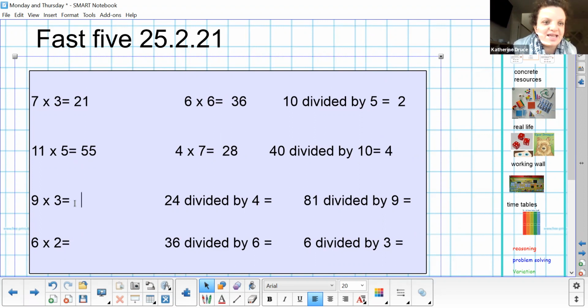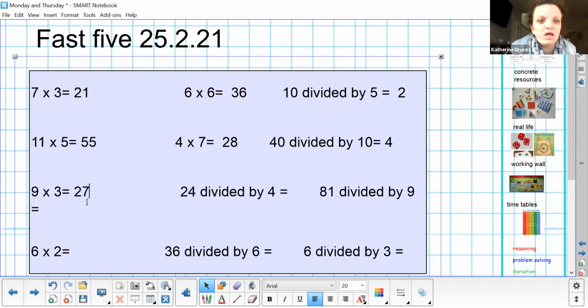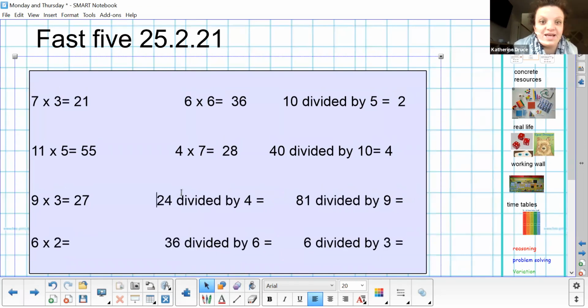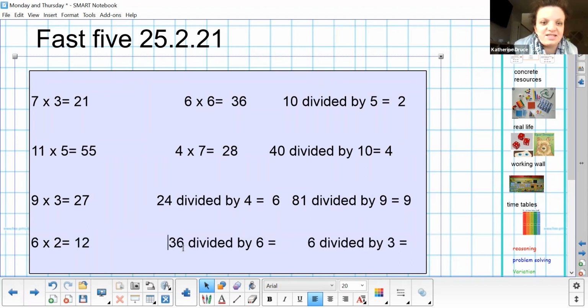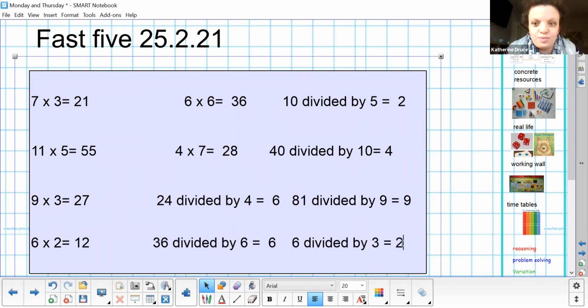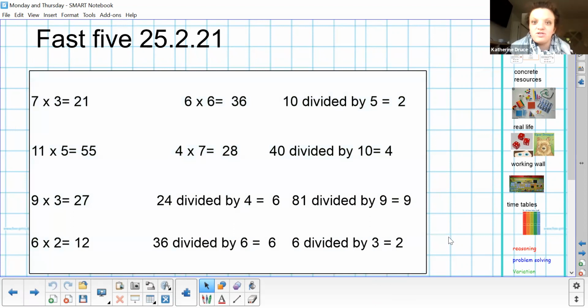9 times 3 is 27. 24 divided by 4 is 6. 81 divided by 9 is 9. 6 times 2 is 12. 36 divided by 6 is 6. And 6 divided by 3 is 2. Okay, so well done if you got all of those right. Fantastic. Give yourself a pat on the back and a round of applause.